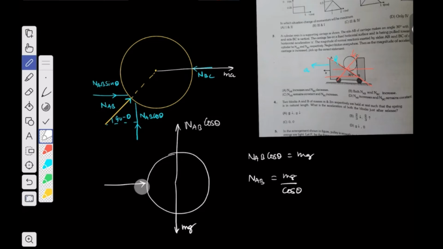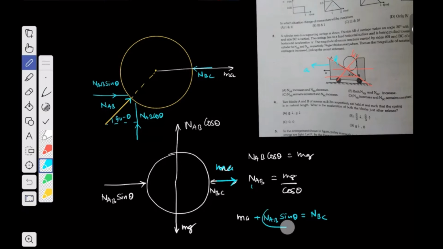Then along horizontal, we have NAB sine theta this way, NBC this side, and the pseudo force MA acting this side. MA is in the rightward direction, and NAB sine theta is also rightward. So MA plus NAB sine theta is equal to NBC. Now NAB is constant, so this term is constant. But if I increase A, this entire thing will increase, because of which NBC will increase. So NAB remains constant and NBC increases. Understood now, Amir Khan? Understood?